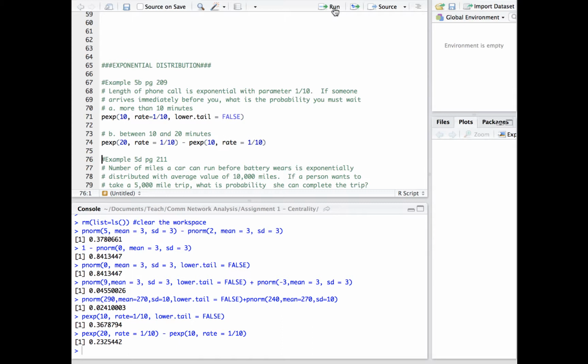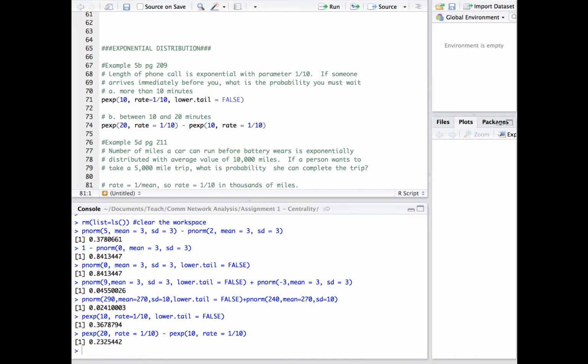We'll now turn our attention to example 5D on page 211 to give you another example. The number of miles a car can run before the battery wears is exponentially distributed with an average value of 10,000 miles. If a person wants to take a 5,000-mile trip, what's the probability she can complete the trip? For this problem, we have to recognize that the rate parameter in an exponential distribution is 1 over the mean, or the mean is 1 over the rate parameter, however you want to look at it.